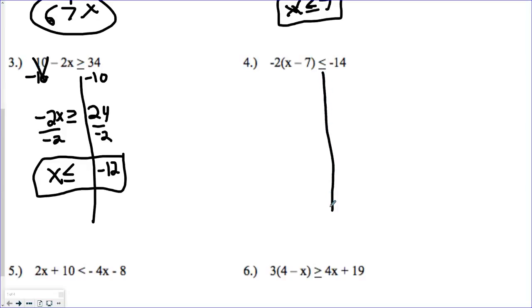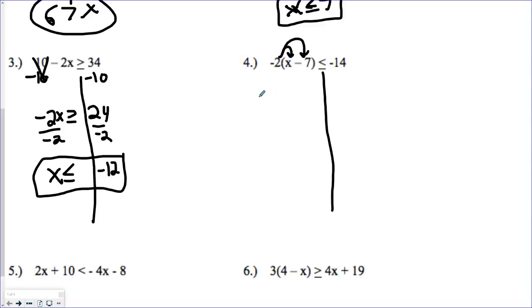Now 4 is kind of interesting. For 4, I have a negative on the outside, and there's actually 2 ways of doing this. I'm going to do it this way, just to be consistent. So in order to get rid of this negative 2, I'm going to distribute it to both numbers on the inside here. Remember, when you have a number right next to the parentheses, it means you can take it and multiply it to the numbers that are inside the parentheses, and that way you get rid of the parentheses.